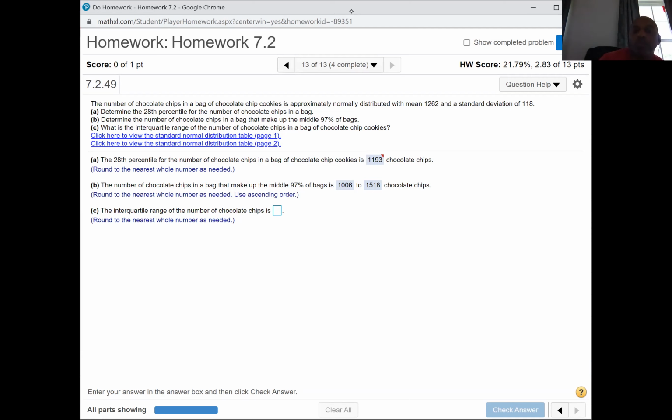All right, so you're cool with B? Okay. Did you have a problem with C as well? Okay, so now the interquartile range is the middle 50%, so it's the same thing as B, except 50% is in the middle. That means 25% is going to be on each side. Glad I could help, and let me know if you have any other questions. Thank you. All right, take care.